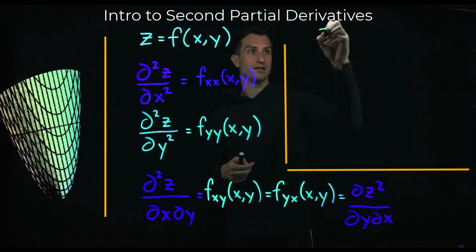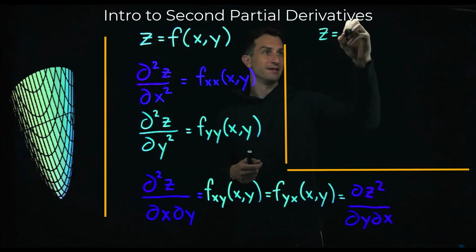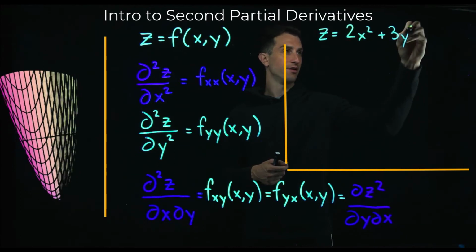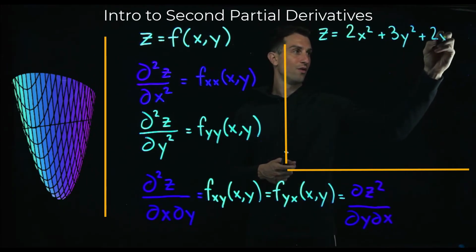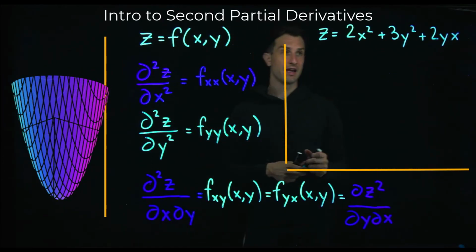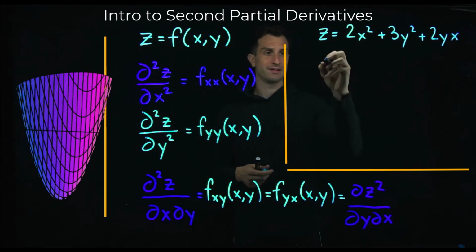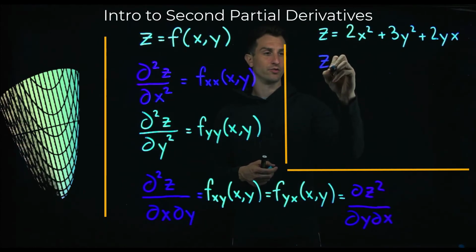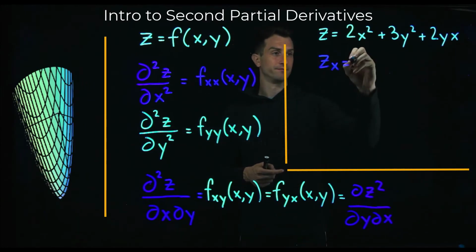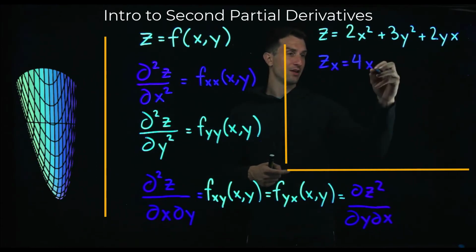We'll say z is equal to, we'll do our same one, but we'll switch it up a little bit just to make it semi-interesting. 2x squared plus 3y squared plus 2yx. Okay, so we'll do our first one. I'm just going to simplify it by writing f of xx, or you could write z sub xx. Right, so we'll do z sub x first. We have 4x, the derivative of 3y squared with respect to x goes to 0, and we end up with 2y.